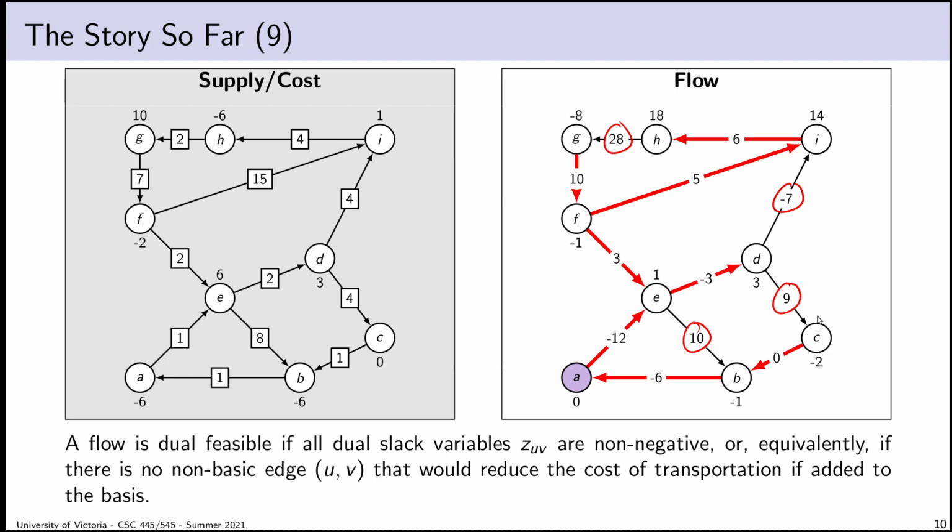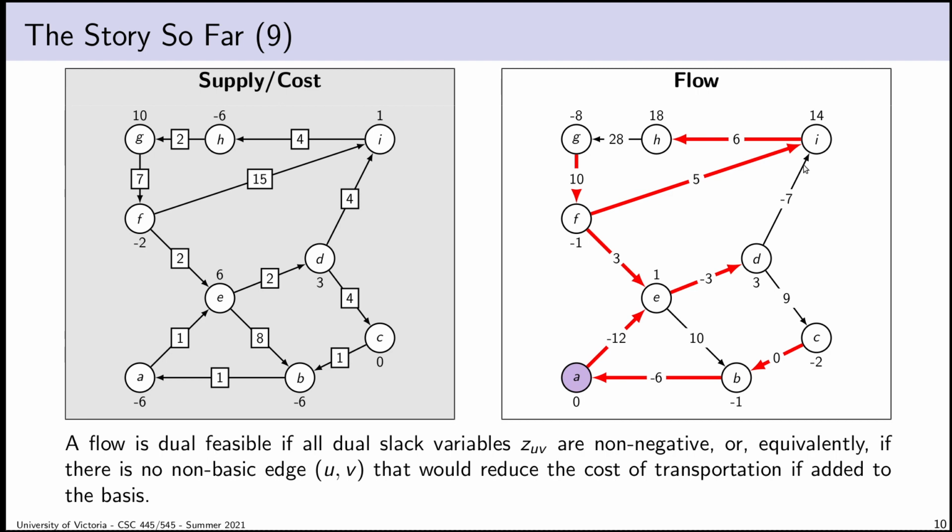We spent some time talking about the interpretation of these dual slack variables. Basically, if we look at, let's say, this one here, what this is telling us is that it would cost 7 units less if I were to ship flow to vertex I via vertex D instead of via the current path, which would use this edge FI. So the value of a dual slack variable is how much the cost of shipping would increase if I used that arc instead.